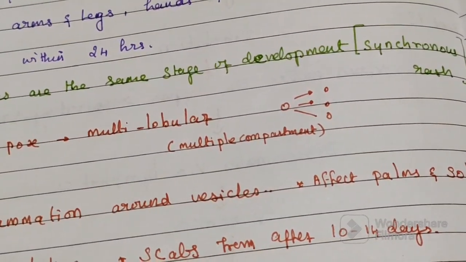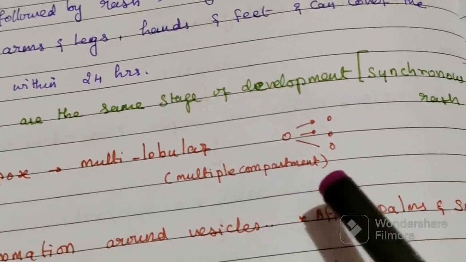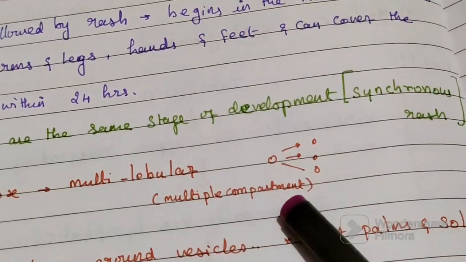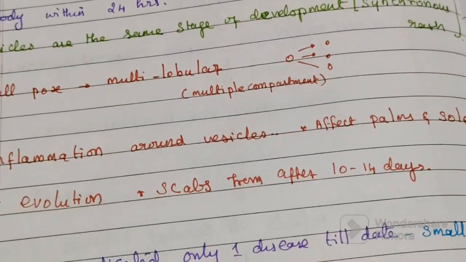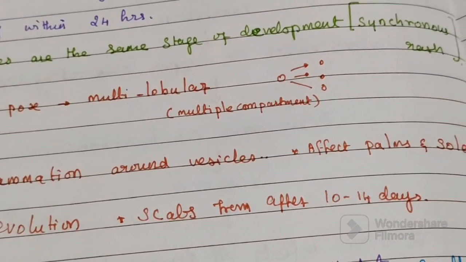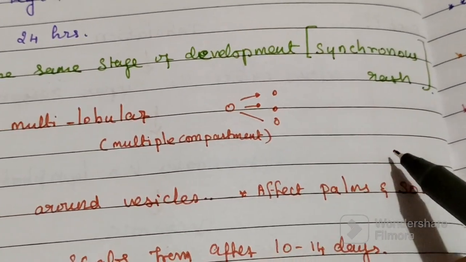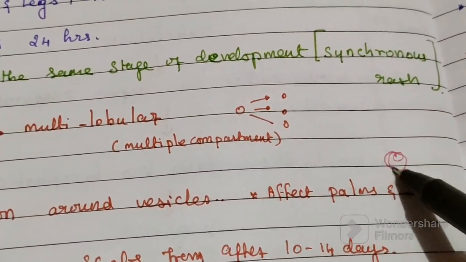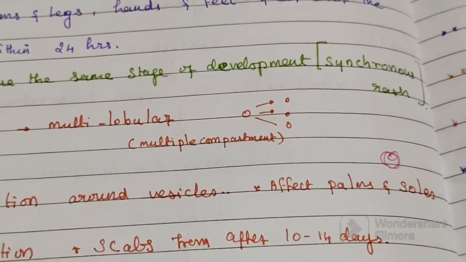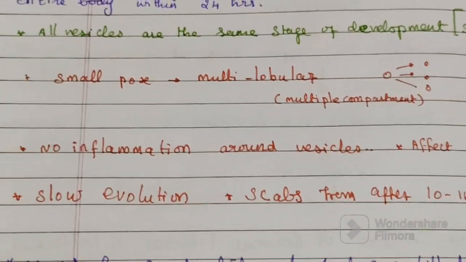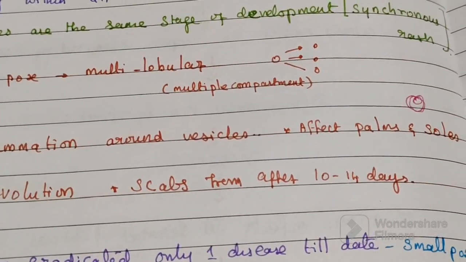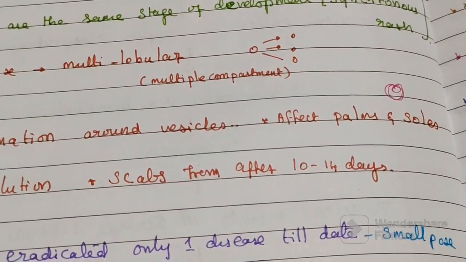Then smallpox, it is having multiple compartments. We first see that lesion, it having multiple compartments presented. No inflammation around the vesicles. Here vesicles are presented, meaning surrounded, no inflammation. But chickenpox having inflammation, it will affect palms and soles. Then slow evolution, scar forms after 10 to 14 days.